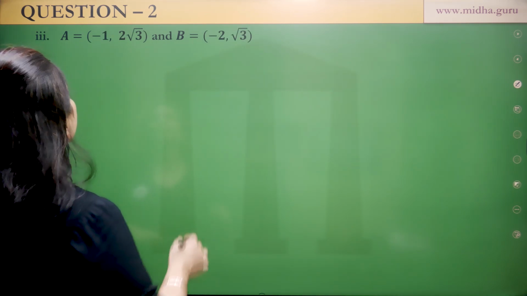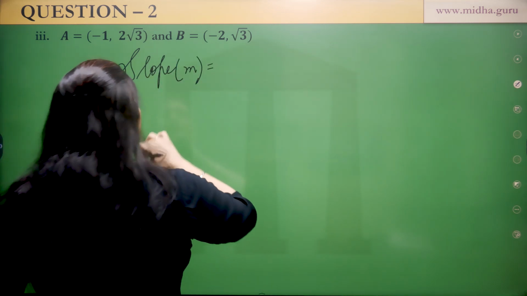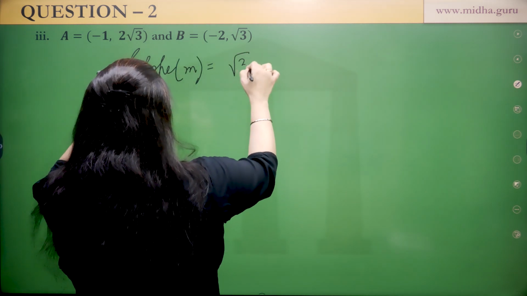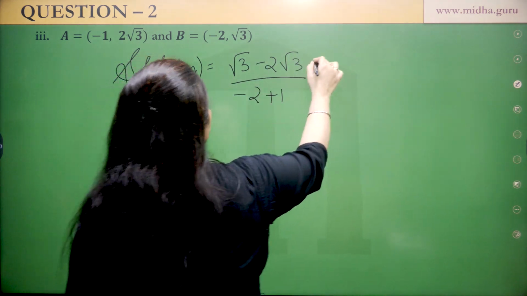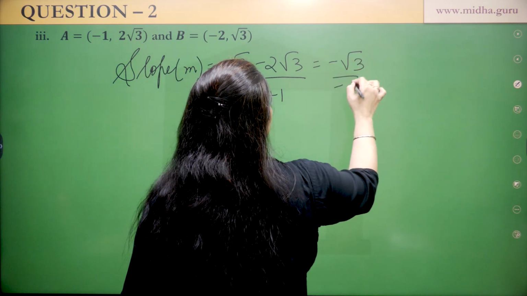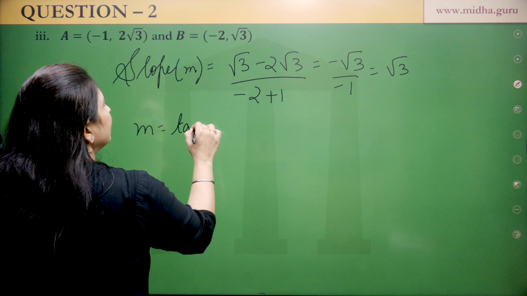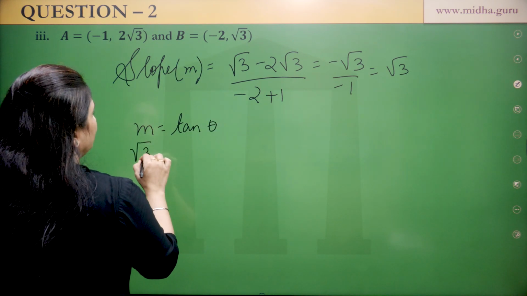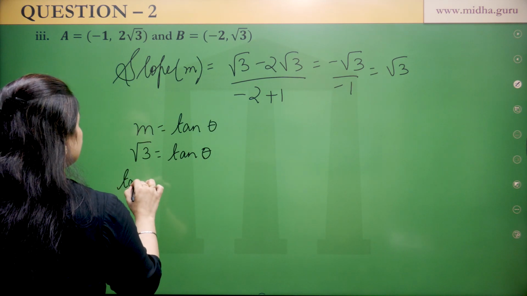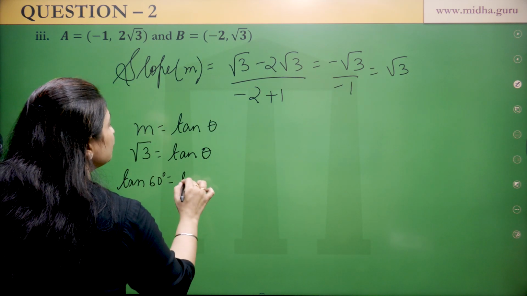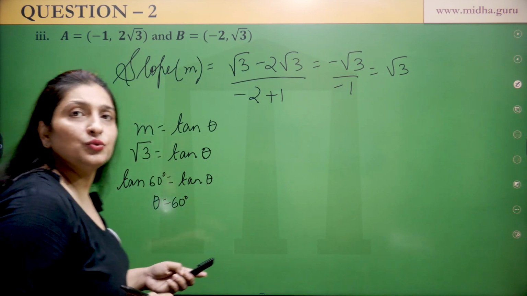Next, third part. The steps will be exactly the same because the question is the same. We have 3 parts. So again, root 3 minus 2 root 3, so it will be minus root 3 by minus 1, which is plus root 3. This is m. M is again tan theta. So root 3 is equal to tan theta. Just carefully see the steps which I am writing. Tan 60 is equal to tan theta. So theta will be this time 60 degree. The inclination is 60 degree.